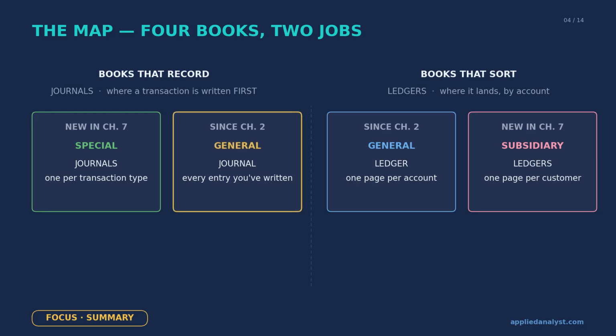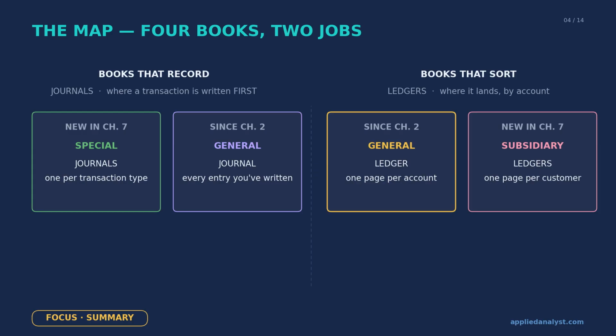The general journal is the book you have written in since Chapter 2. Every debit and credit, every adjusting entry in Chapter 3, every closing entry in Chapter 4, all of it went there. The general ledger is where you posted those entries, 1 page per account, and it is what your trial balance was built from. Those 2 are not going anywhere.